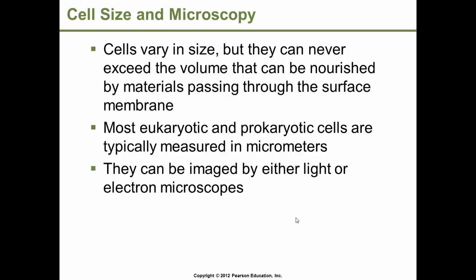Most eukaryotic and prokaryotic cells are typically measured in micrometers and can be viewed either by a light or electron microscope. This is an image of a striated muscle cell with the light microscope. Here, with the transmission electron microscope, you can see it in much greater detail, and a striated muscle with a scanning electron microscope. So these are just different viewings of the same striated muscle cell with three different types of microscopes.